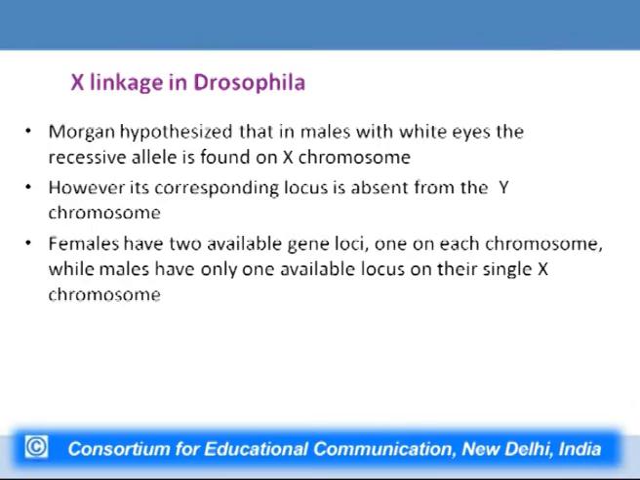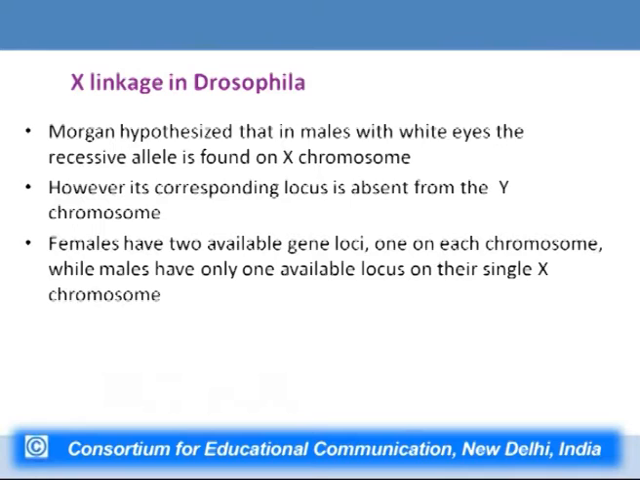So Morgan hypothesized that in males with white eyes, the recessive allele is found on the X chromosome. However, its corresponding locus is absent from the Y chromosome, because in Drosophila also, the Y chromosome is smaller in size when compared with the X chromosome. So the Drosophila male has X and Y chromosome, whereas the Drosophila female has 2 X chromosomes. So the females will have 2 copies of any gene in their genotype, because they have 2 X chromosomes, whereas any X-linked gene will be represented in only 1 copy in the males, because the males are X and Y. So a female has 2 available gene loci which can carry 2 alleles which might be the same or different, whereas males will have only 1 available locus for the genes on the X chromosome.